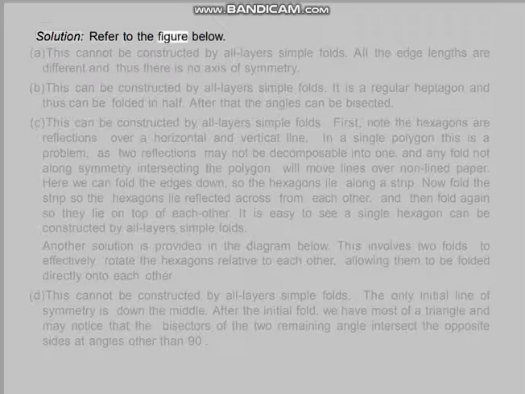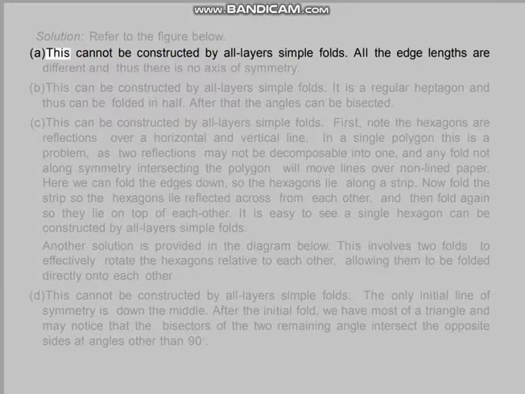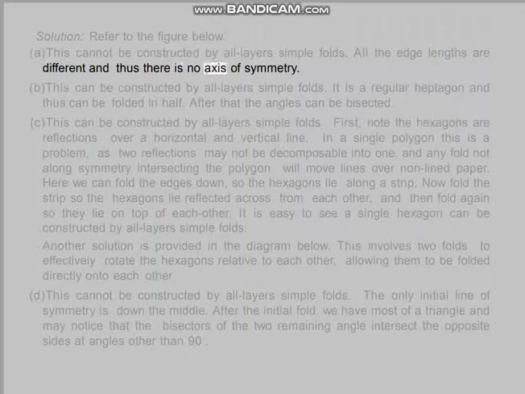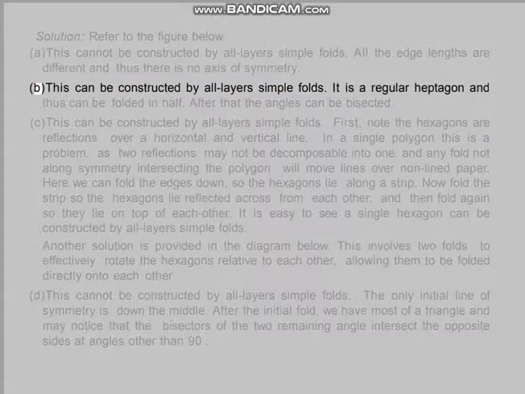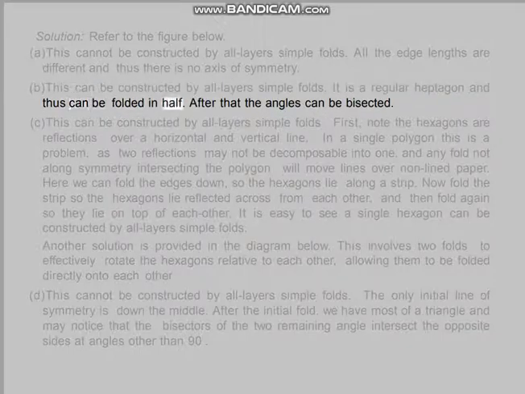Solution. Refer to the figure below. A. This cannot be constructed by all layers simple folds. All the edge lengths are different and thus there is no axis of symmetry. B. This can be constructed by all layers simple folds. It is a regular heptagon and thus can be folded in half. After that, the angles can be bisected.